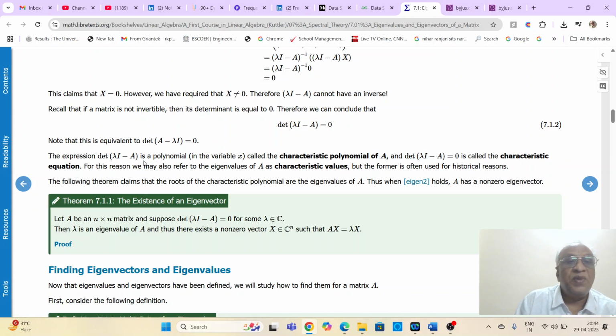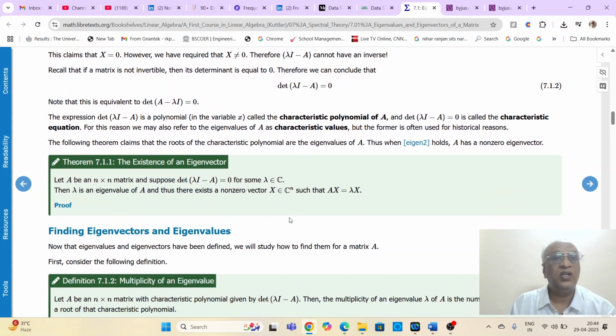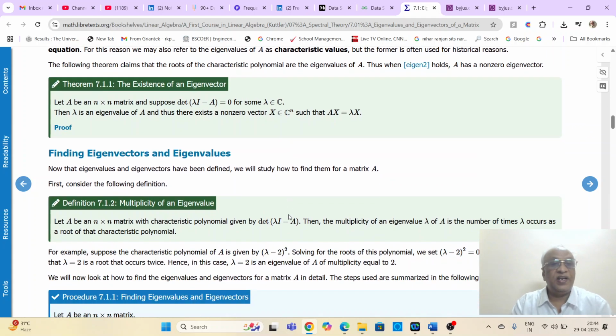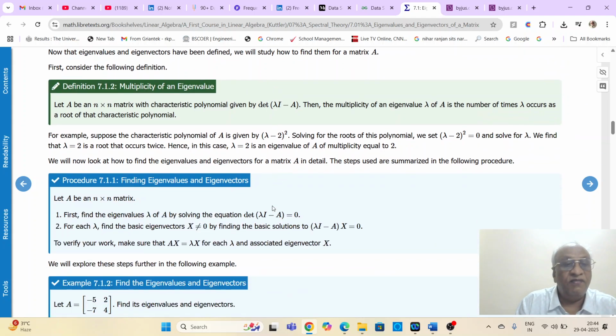So the determinant of lambda I minus A is a polynomial in the variable lambda, and it is called the characteristic polynomial of A, and the determinant of lambda I minus A equal to 0 is called the characteristic equation. Okay. Now let us directly take an example to find eigenvectors and eigenvalues.